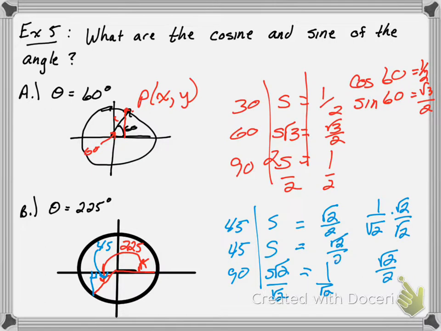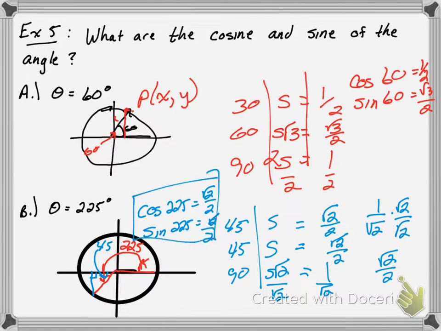And you kind of hope that gives you 45, 45, 90, because then your cosine and your sine are going to match. Your cosine of 225 is going to equal radical 2 over 2, and your sine of 225 is going to equal radical 2 over 2 as well. And they're both negative because they're in the third quadrant.